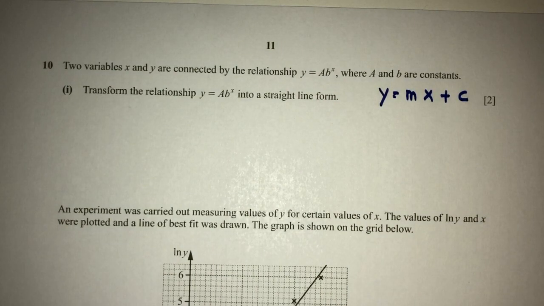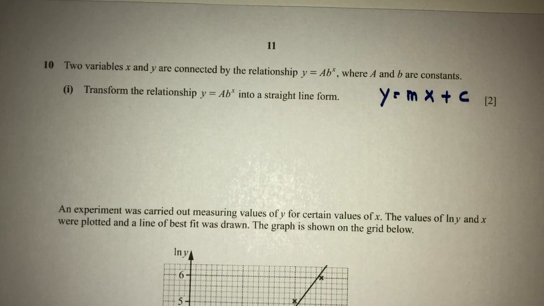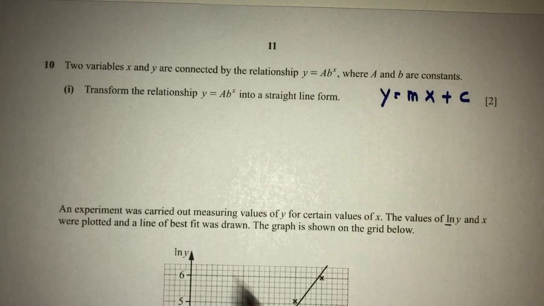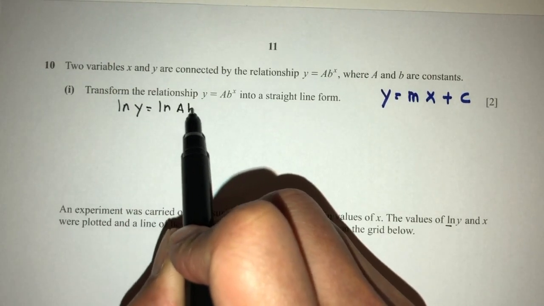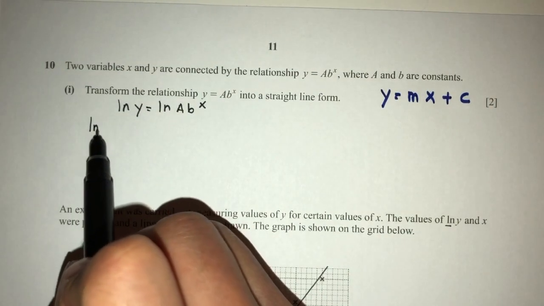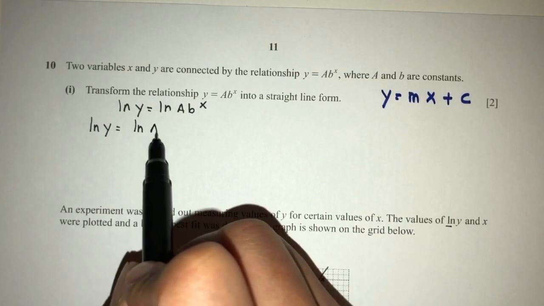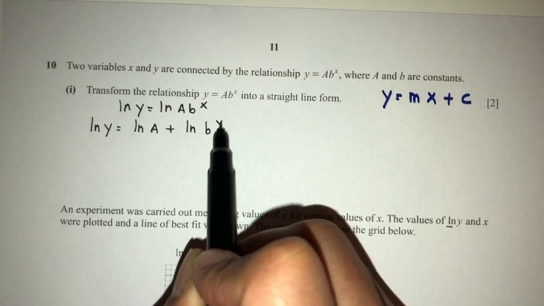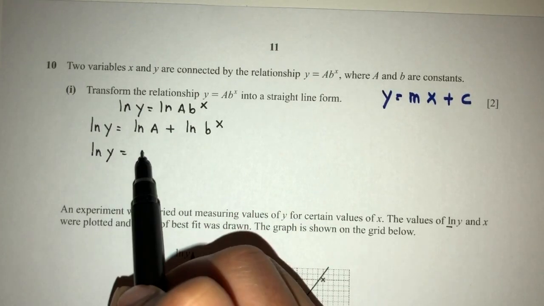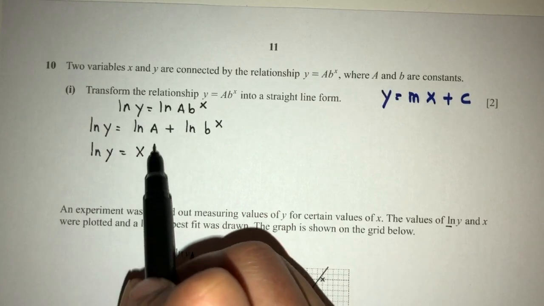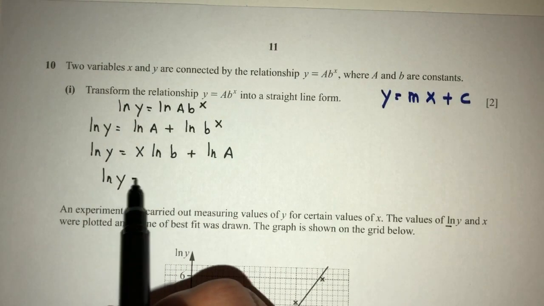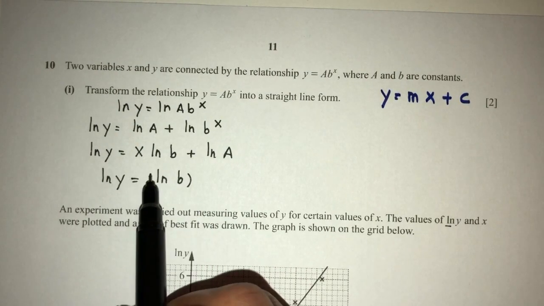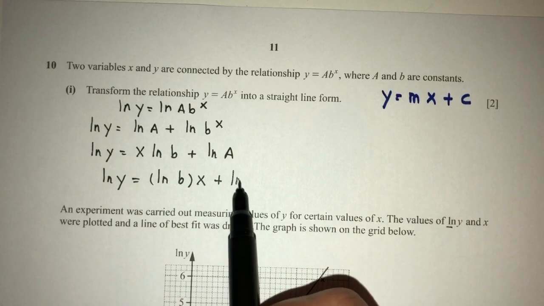So let's take log on both sides. We can take ln or you can take lg, but since I can see they have shown ln here, let me just take ln on both sides. So ln of y and ln of a times b to the power x. That will be ln of y is equal to ln of a plus ln of b^x. We can send the power down, that will become x ln of b plus ln of a. So finally, that will be ln of b, bracket, x plus ln of a.